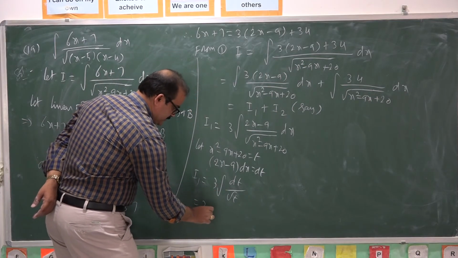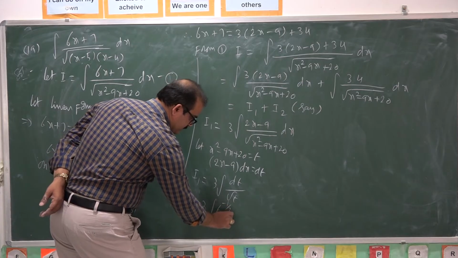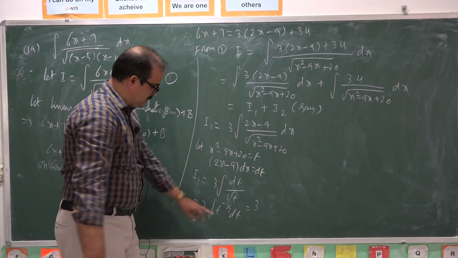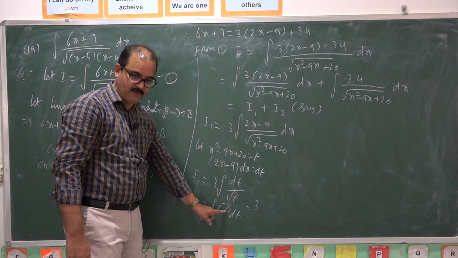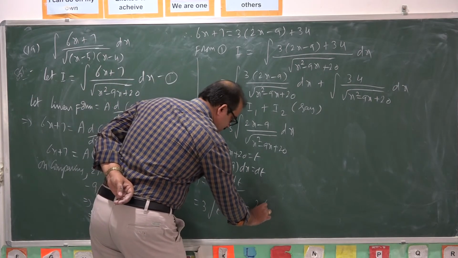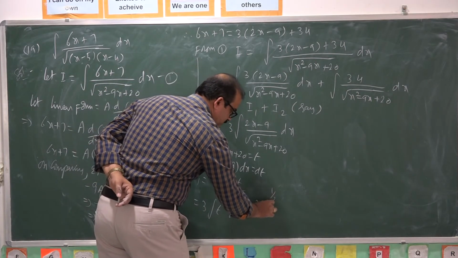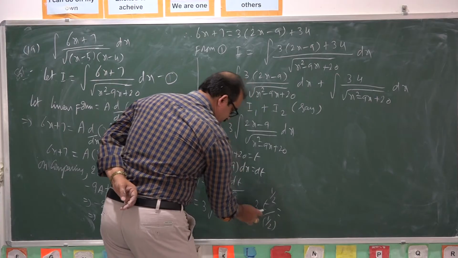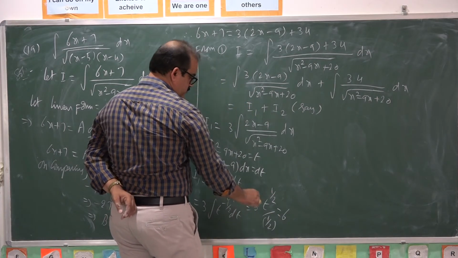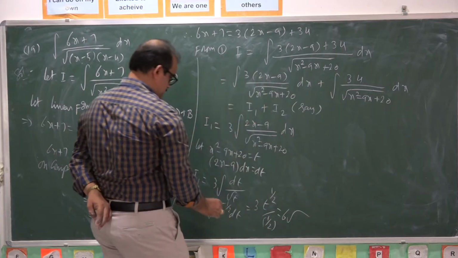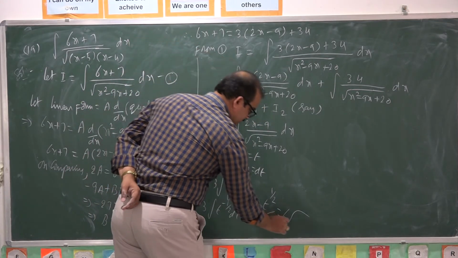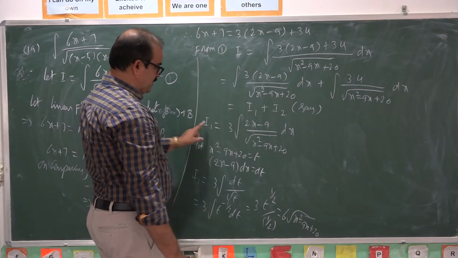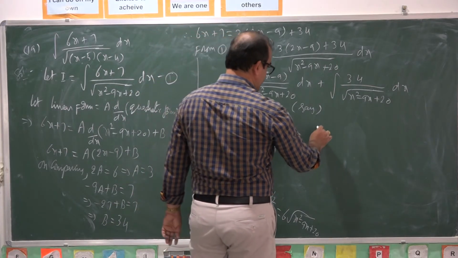Now it is 3 into integral of t power minus 1 by 2 dt. It is in the form of integral x power n into dx. What is n? Minus 1 by 2. From the formula it is t to the power of minus 1 by 2 plus 1, that is 1 by 2, divided by 1 by 2. 2 goes to the numerator, 2 into 3, 6 into t power 1 by 2, root t. But what is t? t is x square minus 9x plus 20. This is the value of I1. Next we find the I2 value.